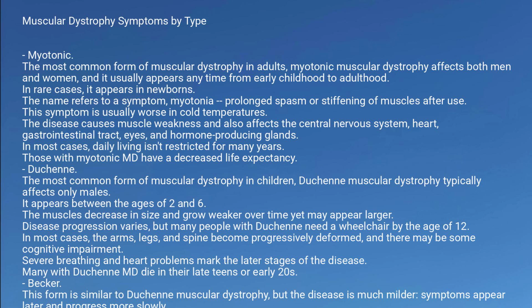Facioscapulohumeral. Facioscapulohumeral refers to the muscles that move the face, shoulder blade, and upper arm bone. This form of muscular dystrophy appears in the teens to early adulthood and affects males and females. It progresses slowly, with short periods of rapid muscle deterioration and weakness. Severity ranges from very mild to completely disabling.